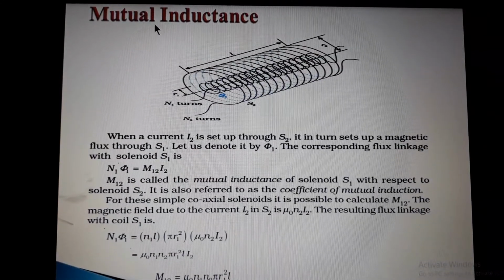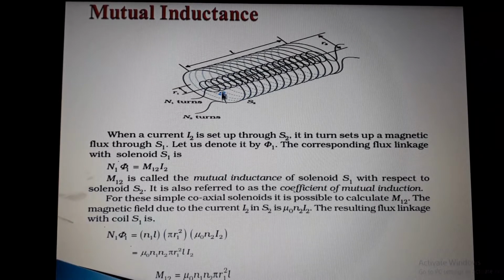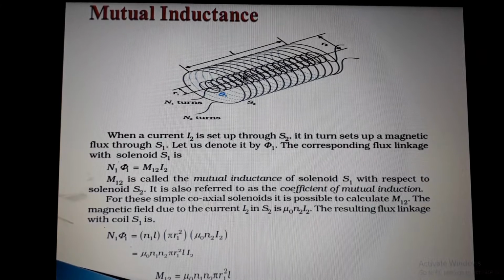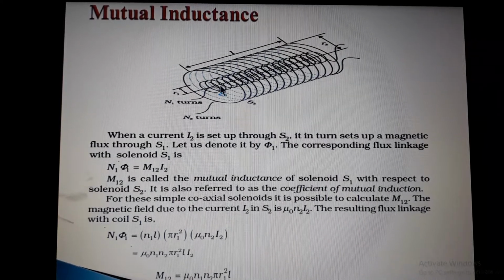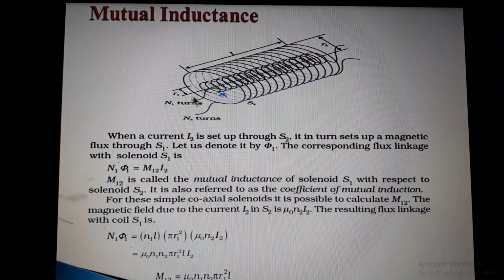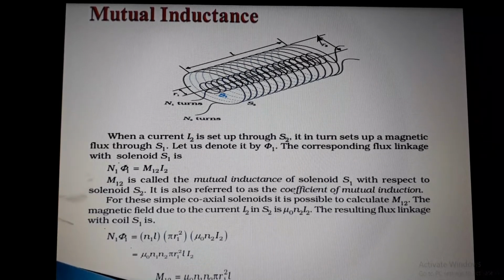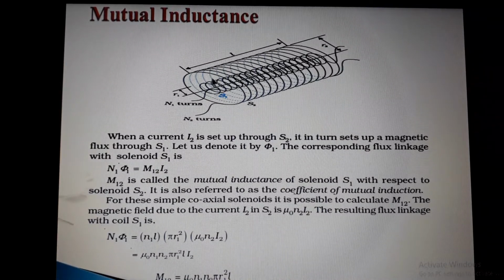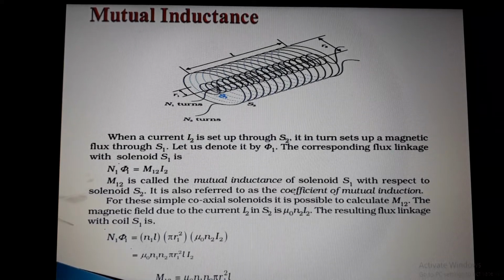In mutual inductance, there are two coils, as you see in this figure. This one is the inner coil and that one is the outer coil. The inner coil has radius r1, and the outer coil has radius r2. The inner coil has n1 turns and the outer coil has n2 turns.